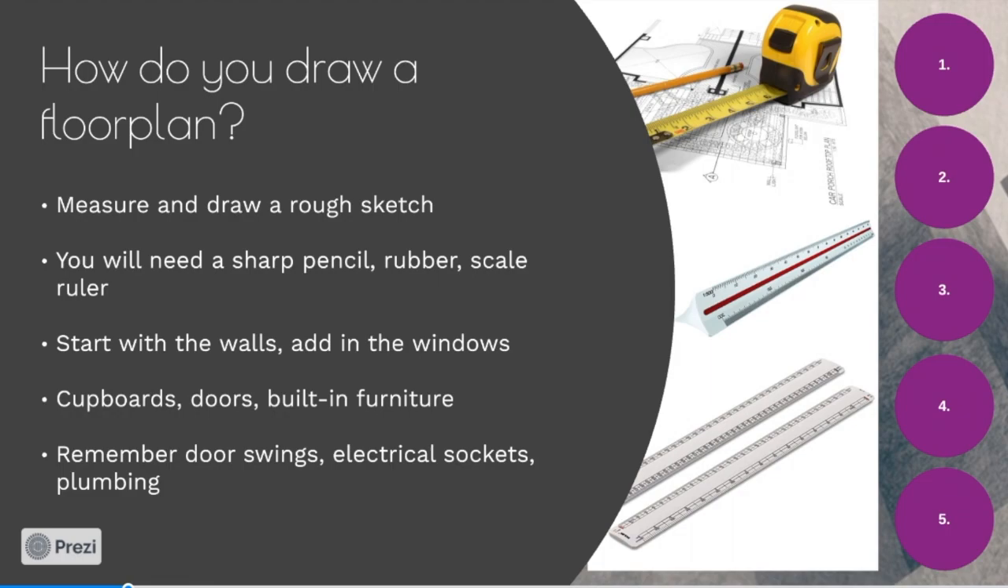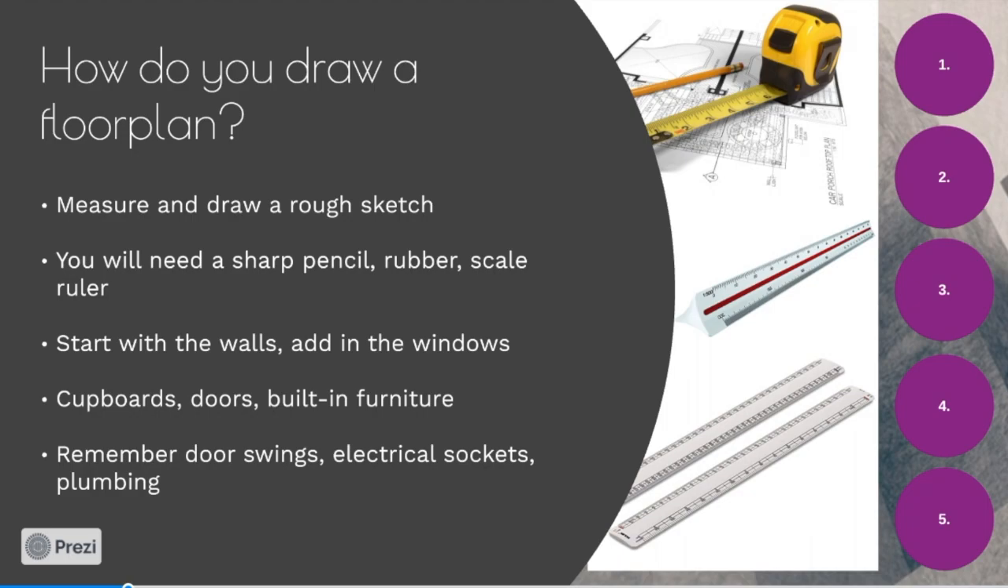You'll need a sharp pencil, a rubber and a scale ruler. The scale ruler is the most important tool in your toolbox, as it converts real life measurements into scaled versions. As I said before, if you're working in a scale of 1 to 25, 1 metre would become 4 centimetres on paper. They cost between £5 and £10 and are either flat or triangular.